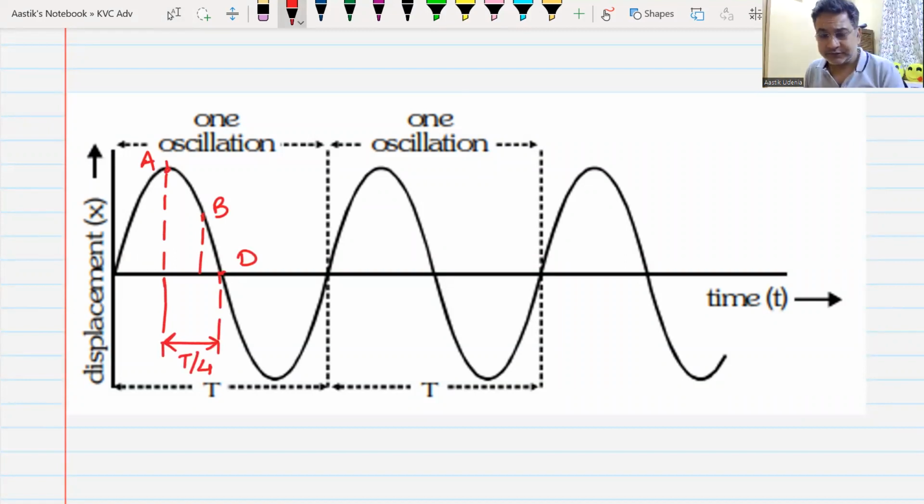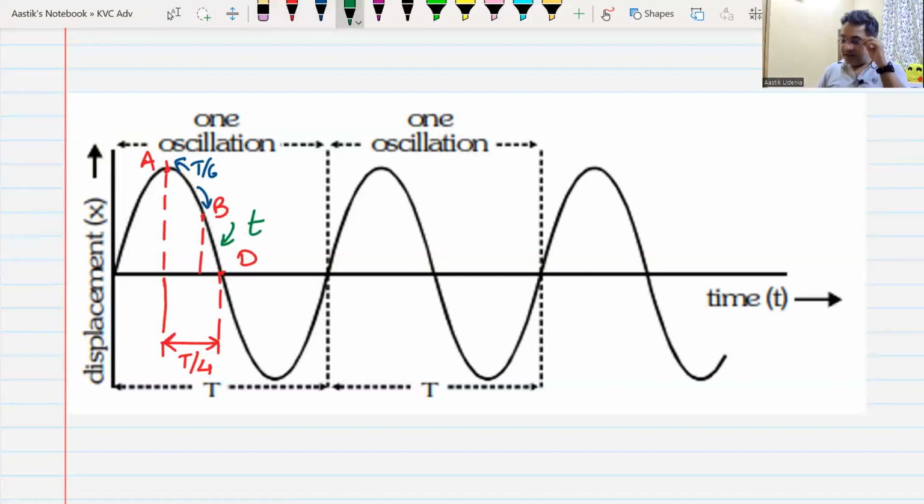Yes or no? Yes, sir. From A to B, you have already calculated the time. It is capital T by 6 from A to B. So you can now calculate this time.